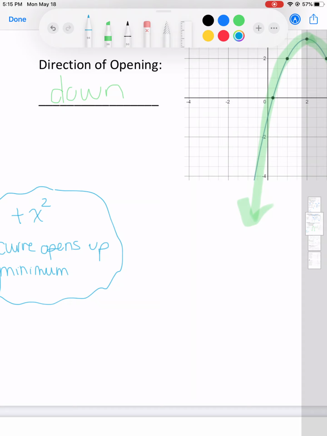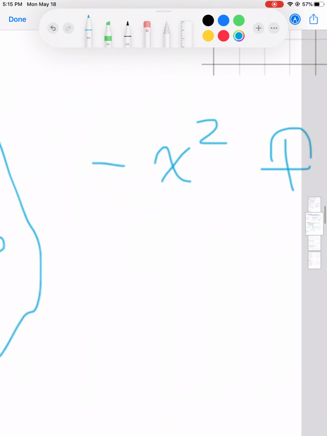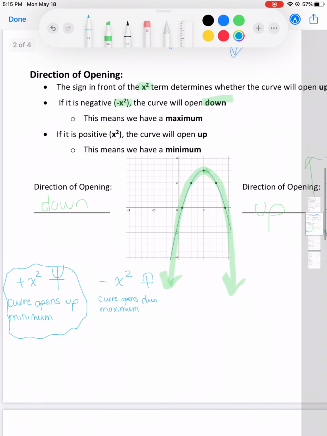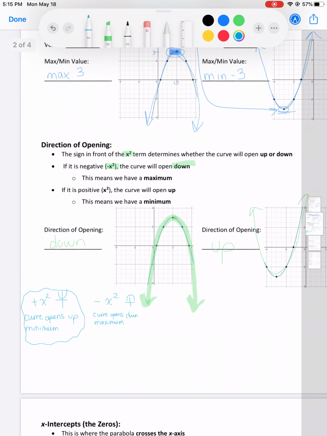Where if we have a negative x squared, okay, here's our Cartesian plane, it goes like that. Negative x squared goes like this. That means the curve opens down, and that means we have a maximum. It's always going to be the case. Okay, that's why I'm doing that. Just little rough notes. Let's see if we can add to it after.